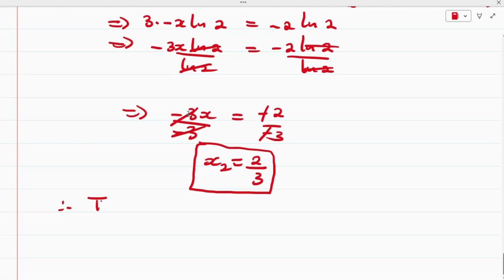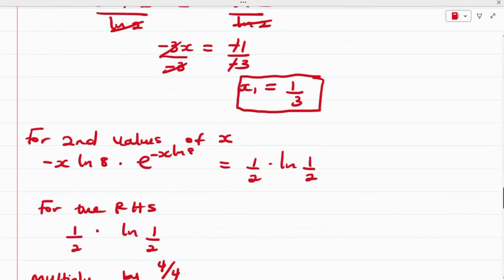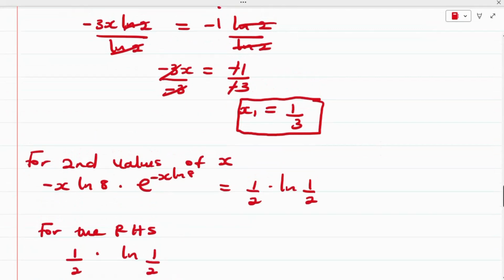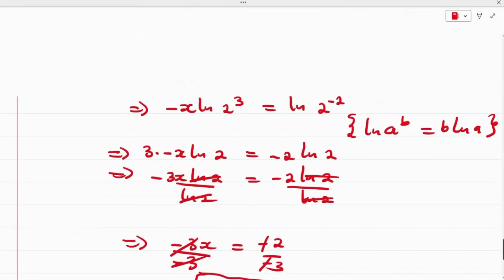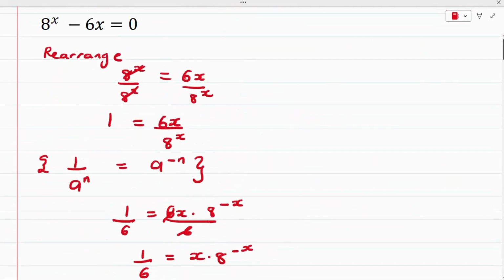So hence, we can say that the values of x, now we have the first value of x, so let's simply go back right here and look for the first value of x. We have the first value of x to be 1 over 3. So this becomes x1 is 1 over 3 and x2 is equal to 2 over 3. So right here guys, this is how you can solve this question that says a raised to the power of x minus 6x is equal to 0.